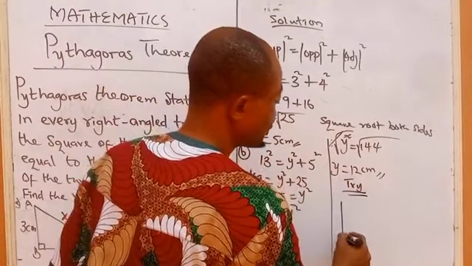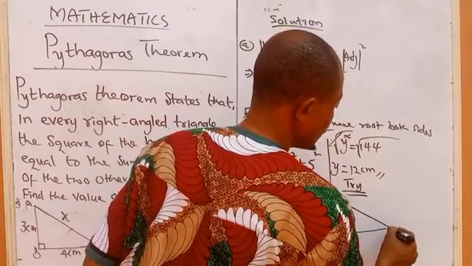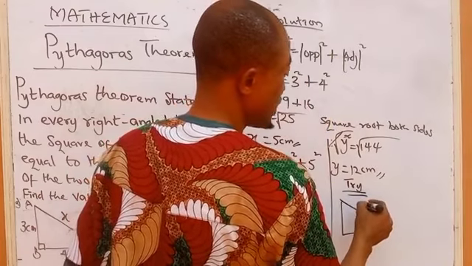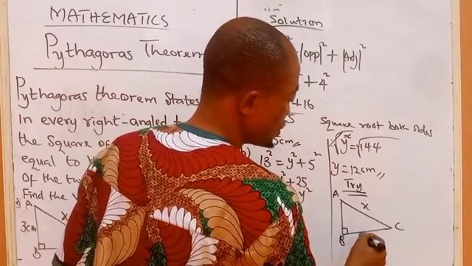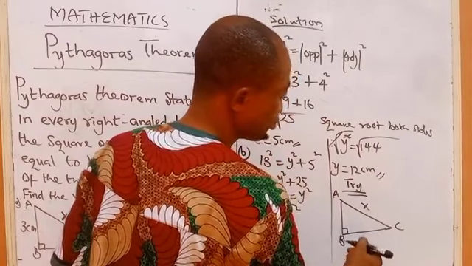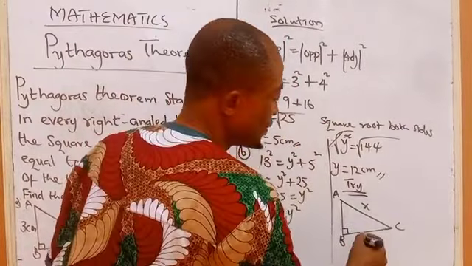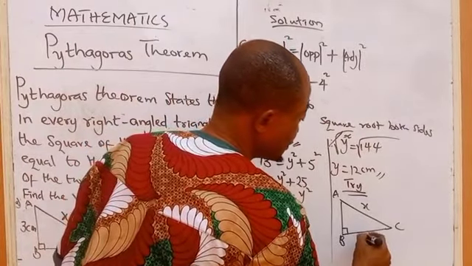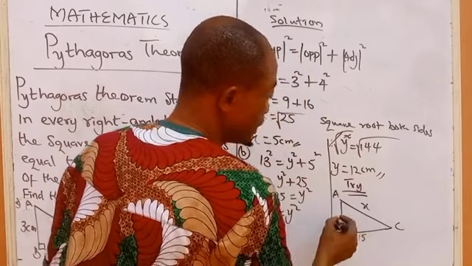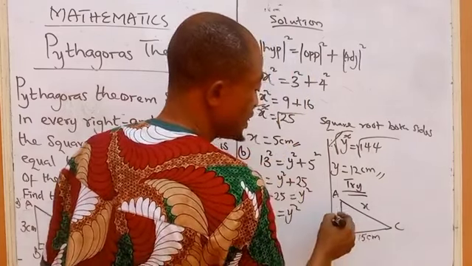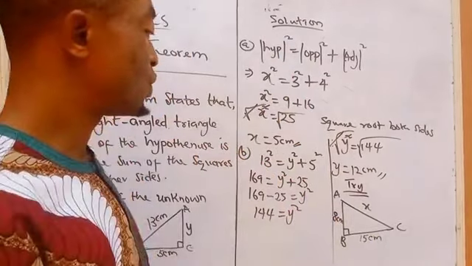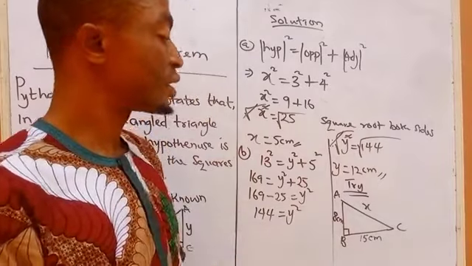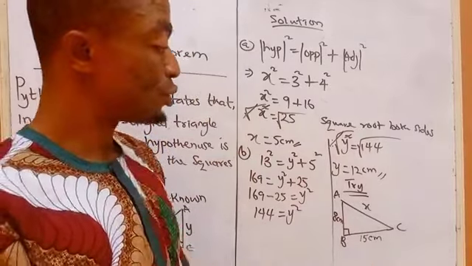So this is X, A, B, C. This is where I have my right angle. So let me put, let's say we have 15 centimeter here, then here is 8 centimeter. So we are looking for X. You can do well to do this on your own.